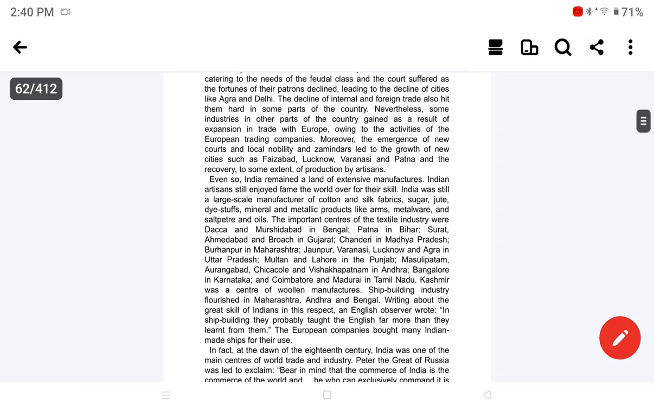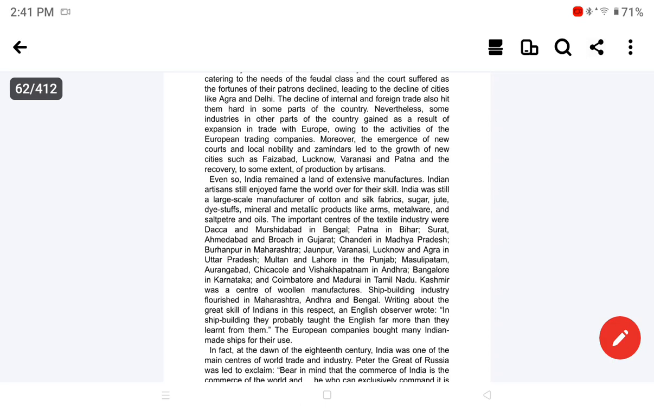Even so, India remained a land of extensive manufacturers. Indian artisans still enjoyed fame the world over for their skill. India was still a large scale manufacturer of cotton and silk fabrics, sugar, jute, dyestuffs, mineral and metallic products like arms, metalware, and saltpeter and oils.